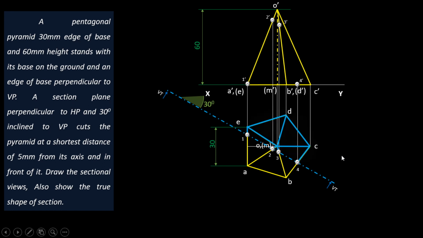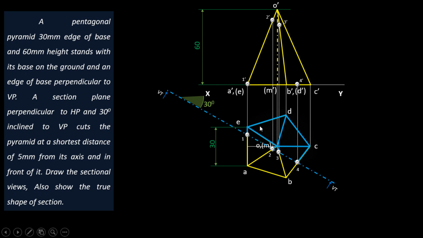Then complete the drawing with the sectional top view. That means the remaining portion, I have mentioned the section arrowhead in this direction. That means the portion in between the viewer and the section plane is being removed.